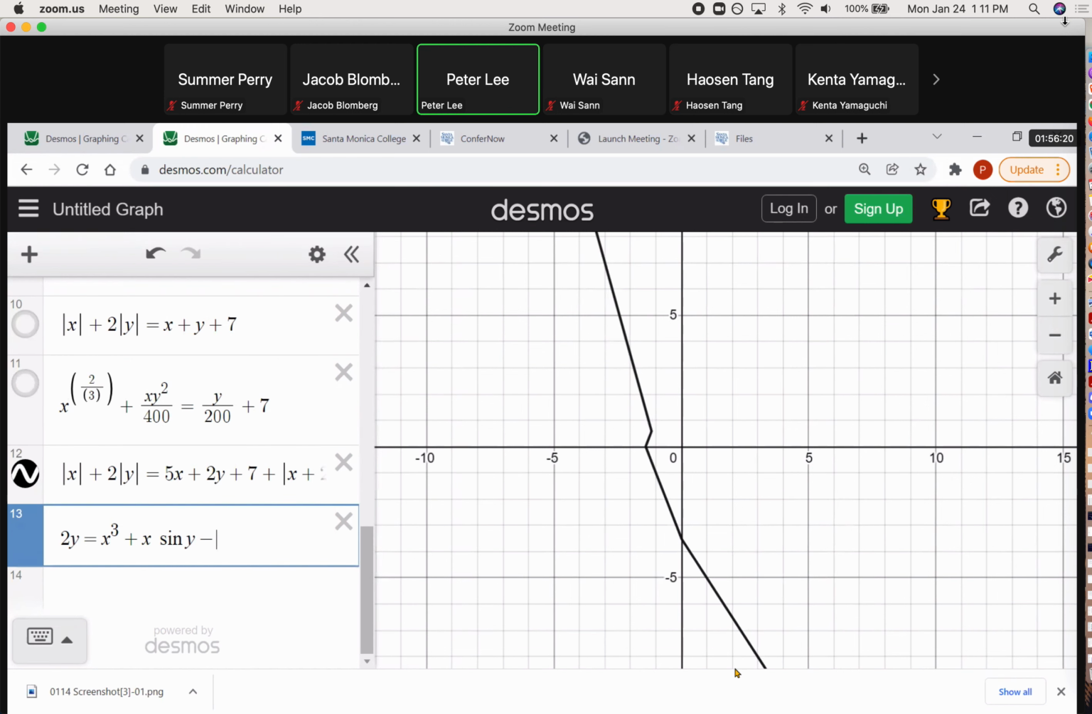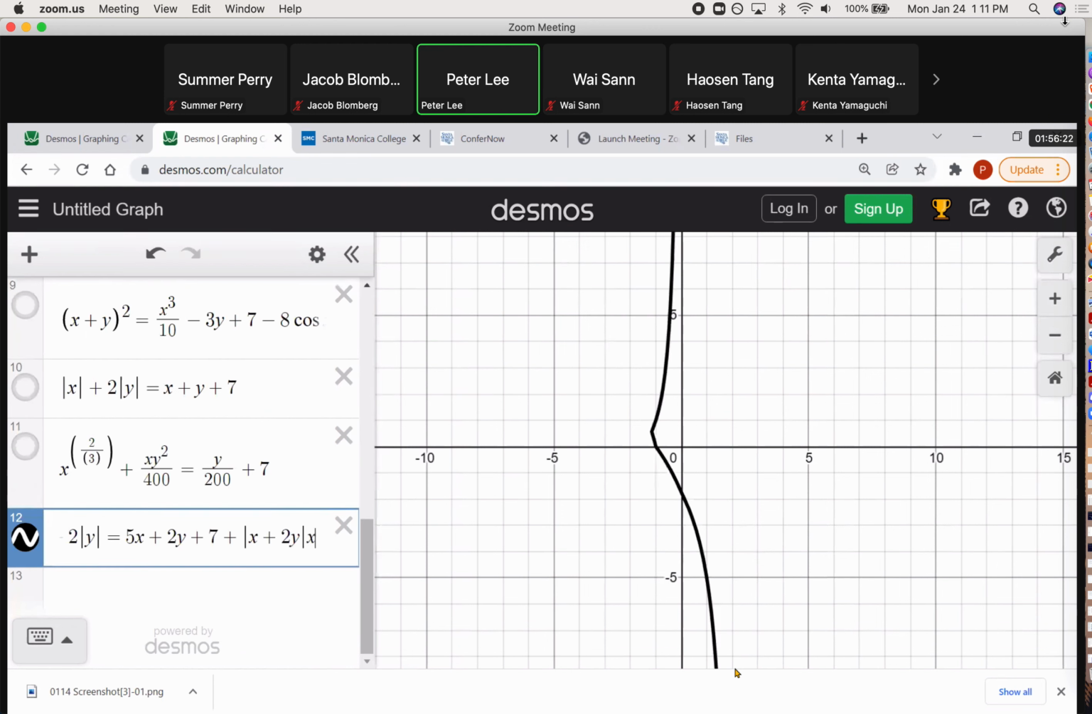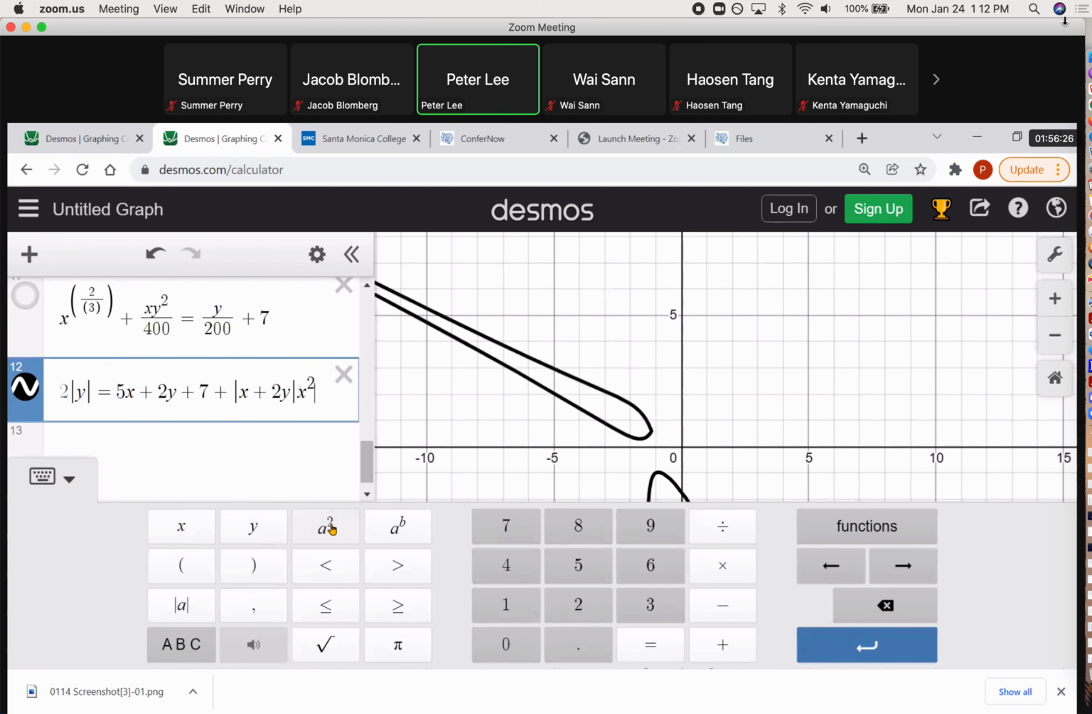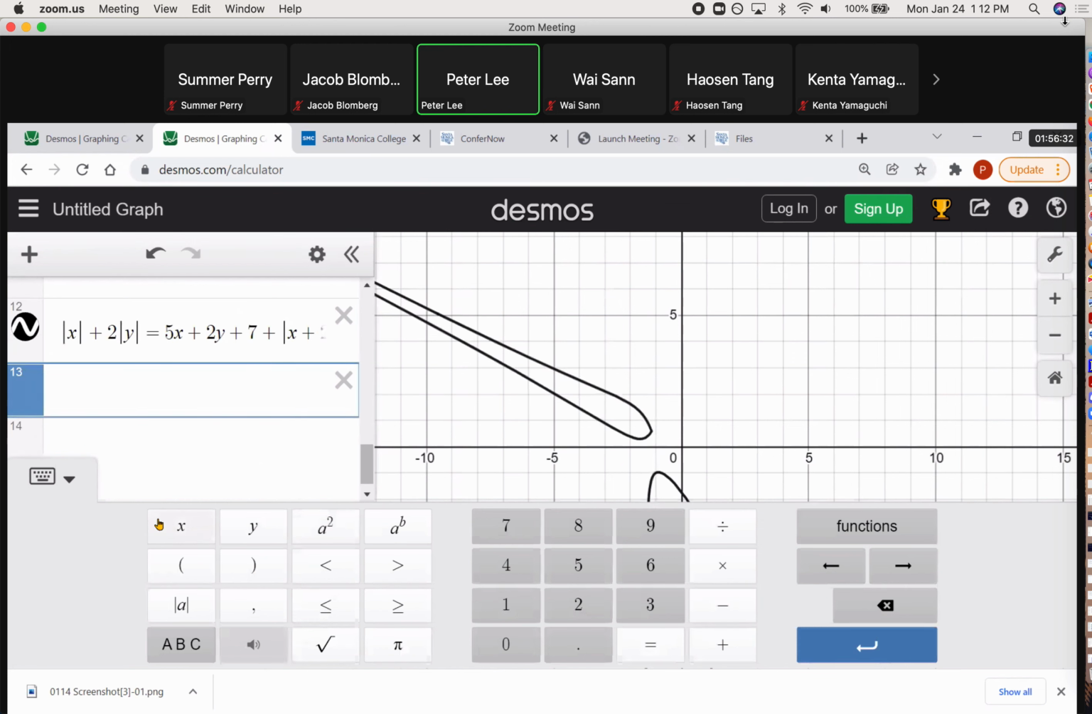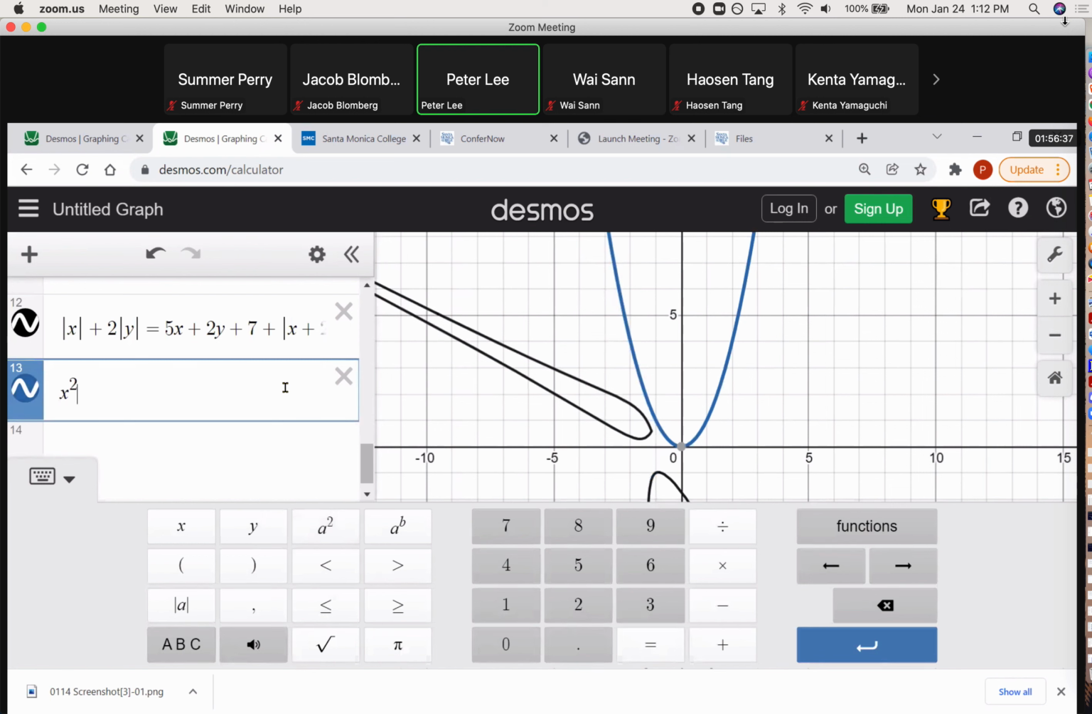How about the circle? X squared plus y squared equals 25. Where's my circle? Oh no, not that. Sorry. X squared plus y squared is equal to 25. So as you can see, it's a circle here.